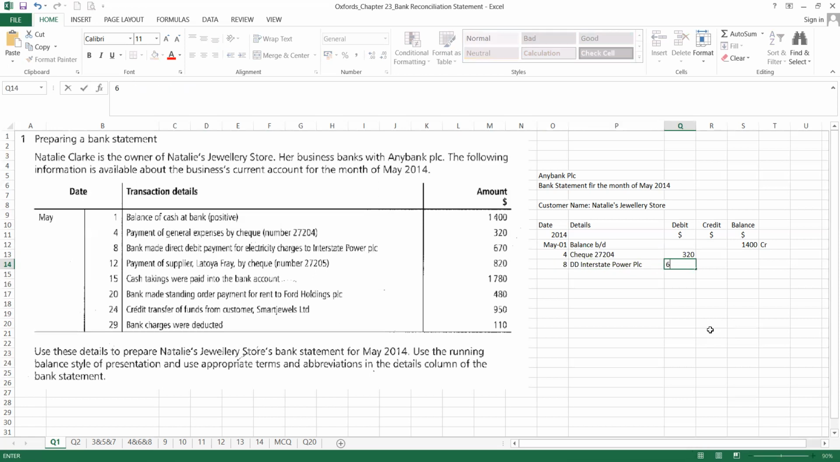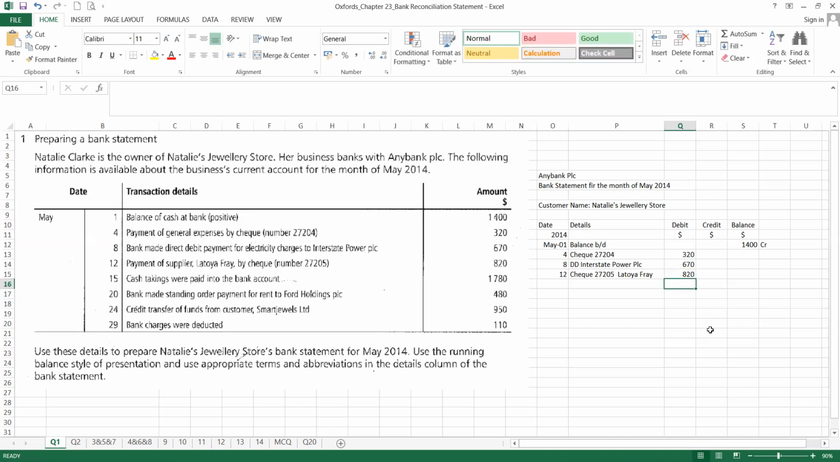Now next is on the 12th. Payment to supplier Lotoya Fleet by check. So the check number and the supplier name, they will know. So you put in the check number first, 27205. And behind it, if you want to put the name, Lotoya. This one can be put because you have the payee name there.